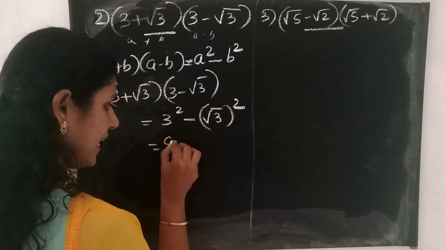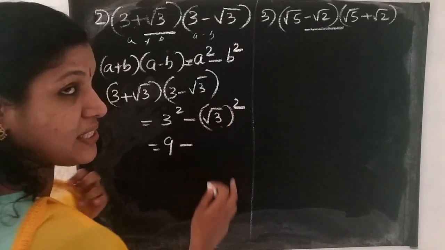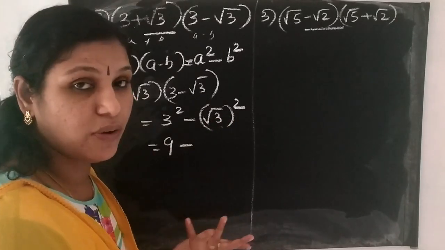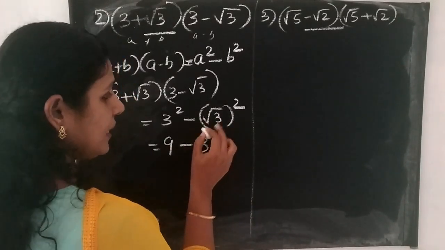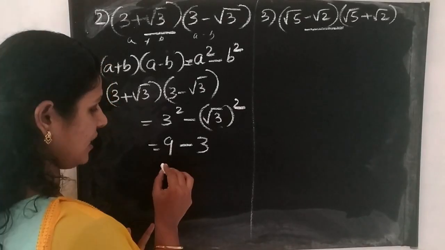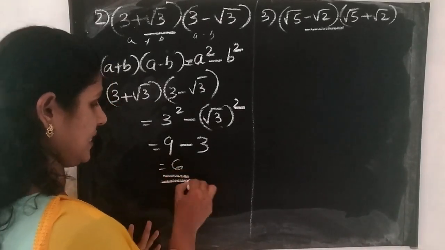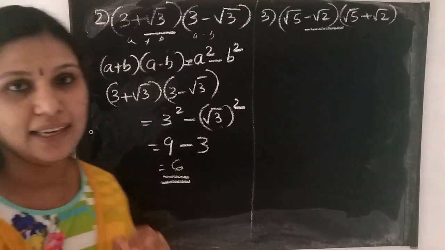3 square is 9, minus root 3 square is, now we know root 3 square is 3. So 9 minus 3. 9 minus 3 is what? That is 6. So we get the answer as 6.